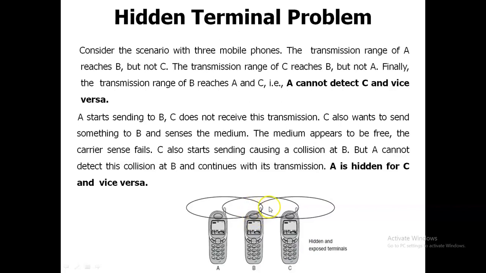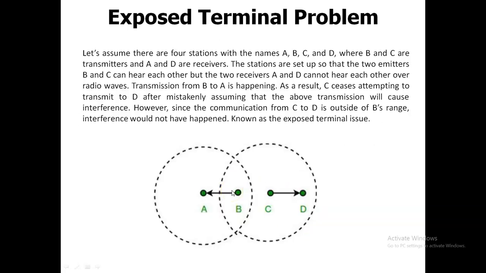This collision in the medium will not be sensed by either node, that is, both A and C, because the medium of B to C is not known by A and the medium of A to B is not known by C. So this collision will not be known to each other and they will keep sending the information continuously, and there will be loss of data at B. B will not receive the data from either A or C. So this is called the hidden terminal problem, because A is hidden from C and C is hidden from A.